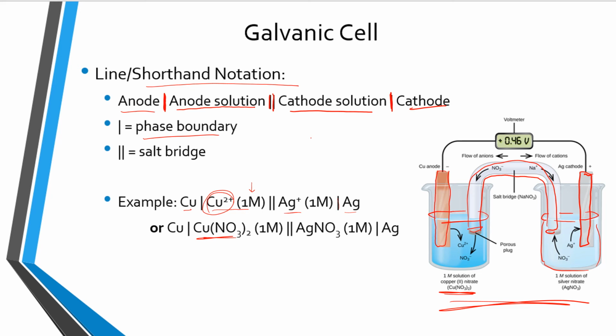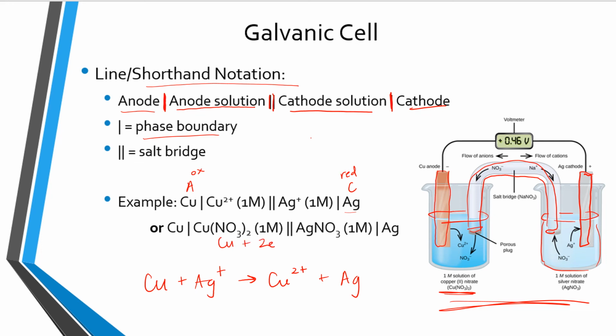So if we are given this shorthand, we can write our overall redox reaction from the shorthand. Because remember, the anode is the one that's oxidized. The cathode is the one that's reduced. So copper plus Ag+ yields copper 2+ plus silver.